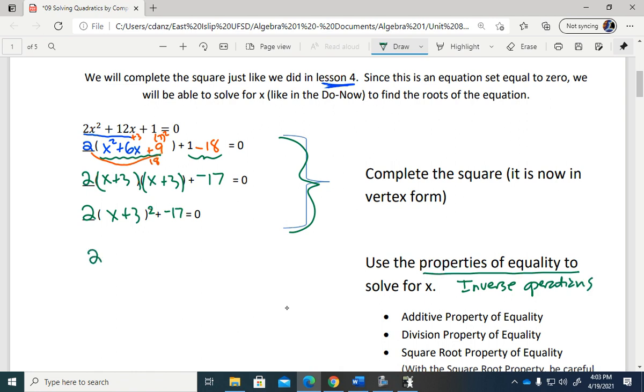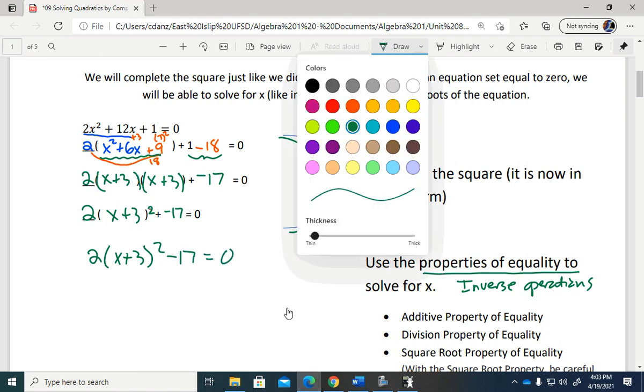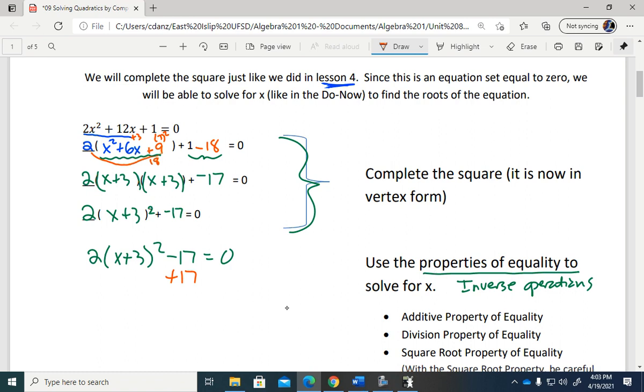So if I have 2 times x plus 3 squared minus 17 equals 0, the first thing I should do is add 17 to both sides. What I want you to remember is that this is like PEMDAS backwards, right? I undo the adding or subtracting first.